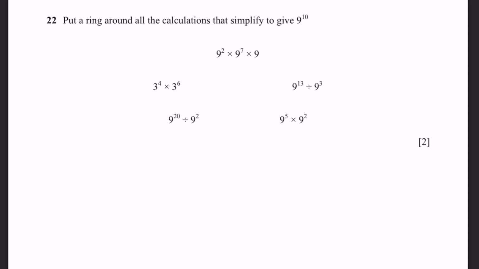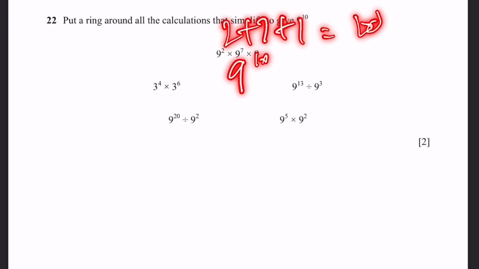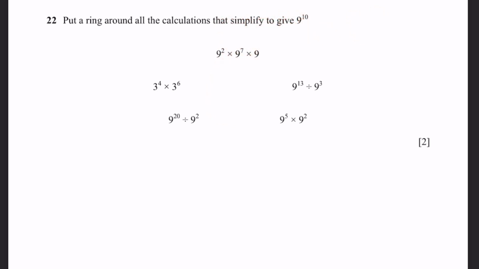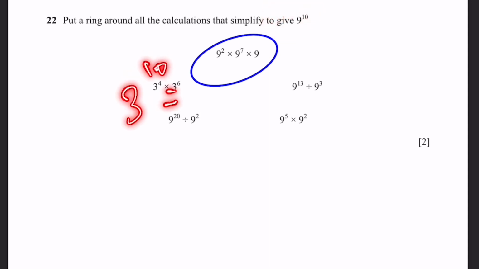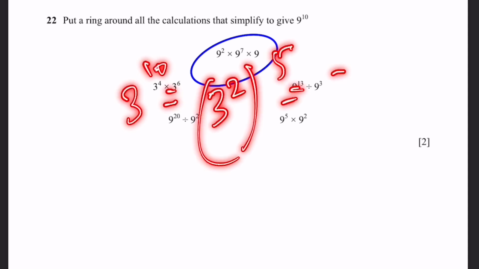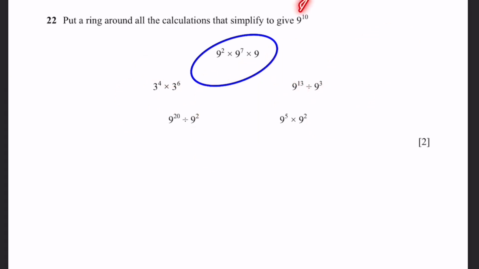Put a ring around all the calculations that simplify to give 9 power 10. 9 power 2 into 9 power 7 into 9. This is basically 9 to the power 1. Now when you add 2 plus 7 plus 1, we get 10. So that means the power is 10 and the base is 9. 9 power 10. So we can circle this. 3 power 4 into 3 power 6, that's 3 power 10, which is not 9 power 10. When we simplify it, because 9 is 3 squared, that means 3 squared to the power of 5, that's 9 to the power of 5, not 9 to the power of 10.